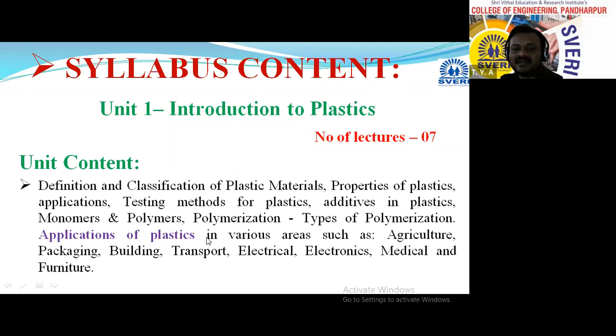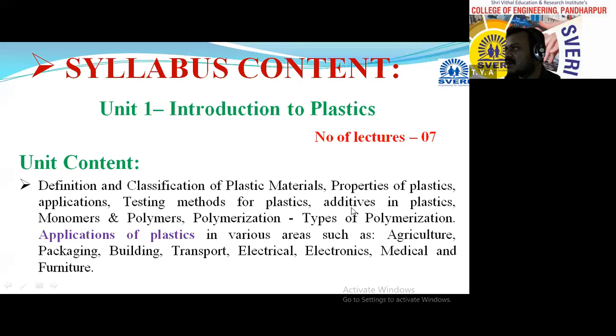Then applications of the plastic materials in various areas, like agricultural, then packaging, building, transport, electrical, electronics, medical, and furniture. And now here we are going to discuss the specific applications in those specific fields. This is a simple part.